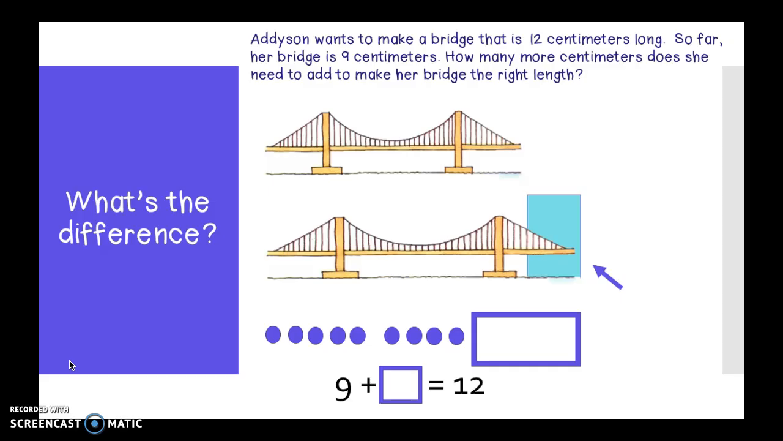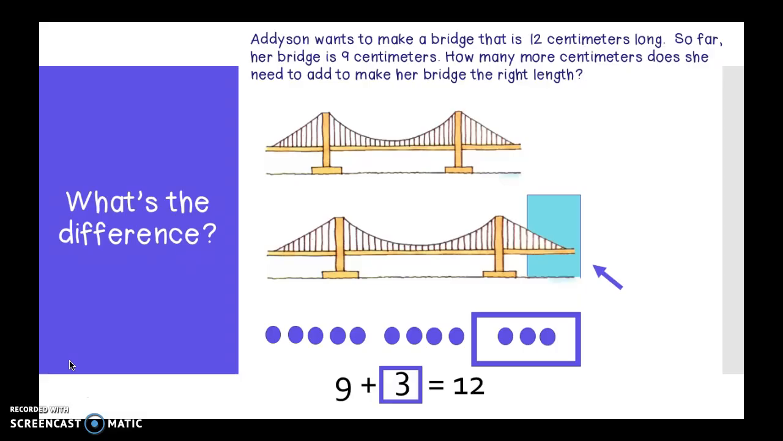Miss Ard prefers to count on, so that's what I'm going to do to solve this problem. I'm going to say 9, and then I'm going to add up to 12 by counting on. Every time I do that, I'm going to put a circle in that unknown box. So I'll say 9, 10, 11, 12. Now all I have to do is just add how many dots I made. I made 1, 2, 3 in my unknown box. That means Addison needs to add 3 more centimeters to her bridge to make it the right length.